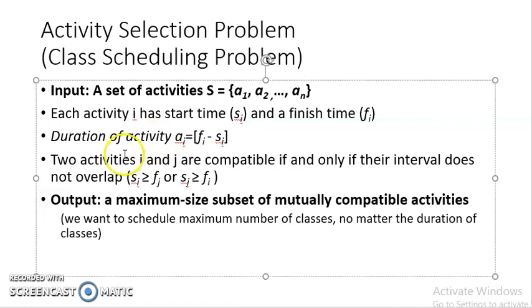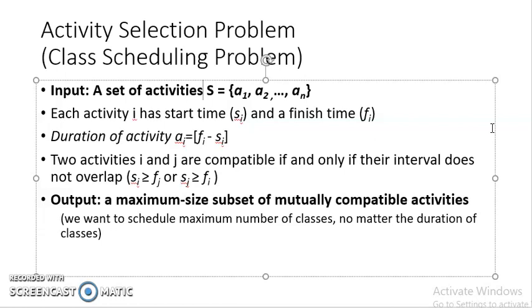So then we have this other definition of compatibility. Two activities I and J are compatible if their intervals do not overlap. So that means two classes or activities are compatible only if one of the classes finishes before the other one starts.